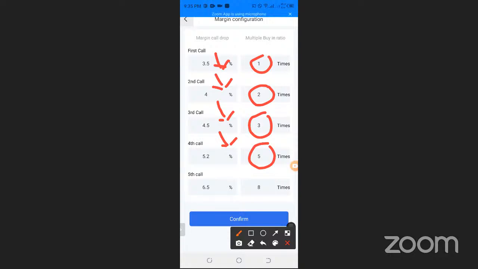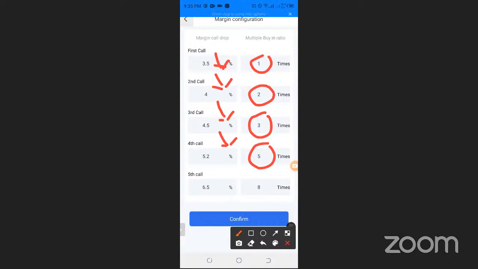Assuming this is $10, the first call will be $10. The second call will be 2 times, that is $20 plus $20, $40. The third call, that is 3 times, will be $30 plus $40, which is $70. And if you make it up to the fourth call, it means it's $50 here plus $70, $120. Meaning one coin has already spent $120 if the price dips and you buy it up to the fourth call.